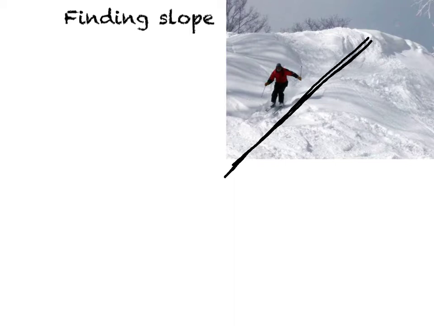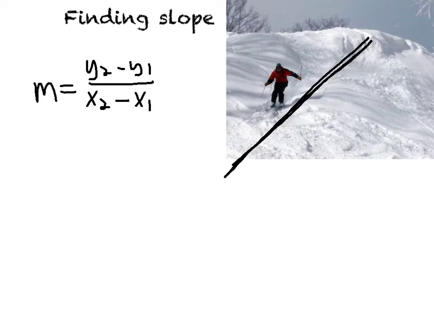So when we're finding slope, the letter we're going to use is M. That's going to represent slope. And the formula we're going to use is y2 minus y1 divided by x2 minus x1. So the change in y divided by basically the change in x. So the next step is, if I give you two ordered pairs, you need to be able to plug those numbers in and find the slope.